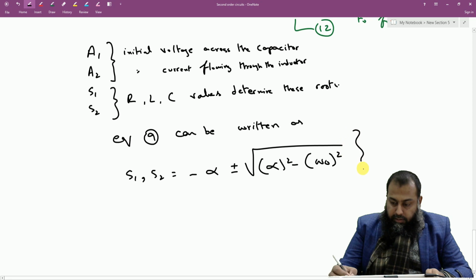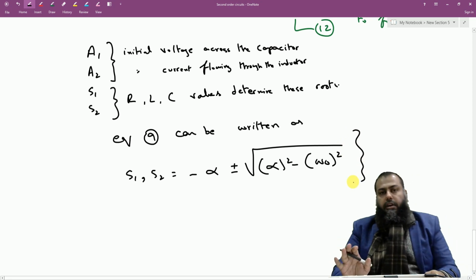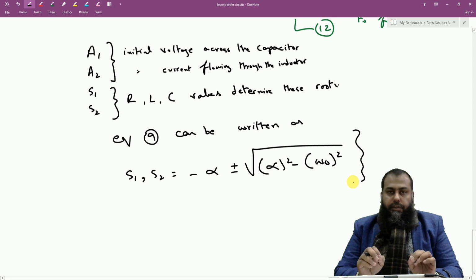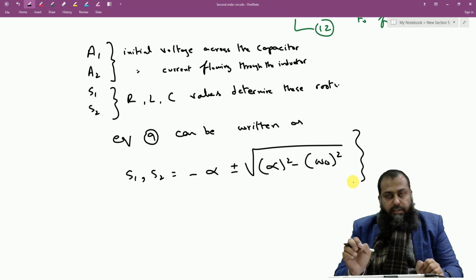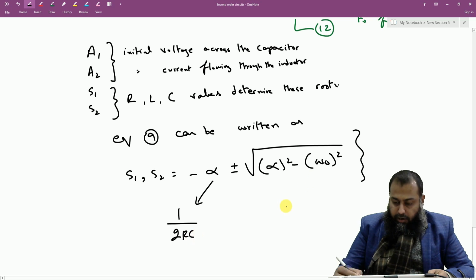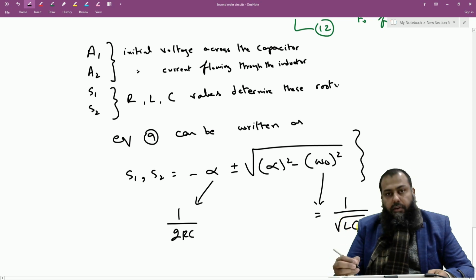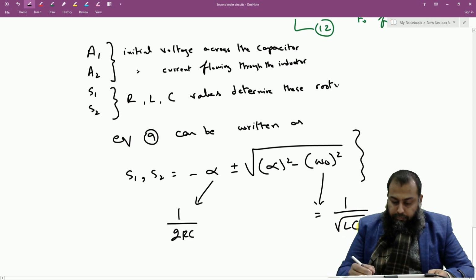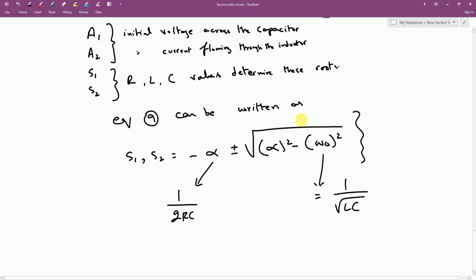And this particular equation is widely adopted in literature to find out the roots of the characteristic equation. What is this alpha and what is this omega naught? Here we have alpha equals 1 over 2 RC, and this omega naught is equal to 1 over under root LC, right? So 1 over 2 RC is the alpha and omega naught is 1 over under root LC. Now we need to find out what are the dimensions, or the units, of these alpha and omega naught.